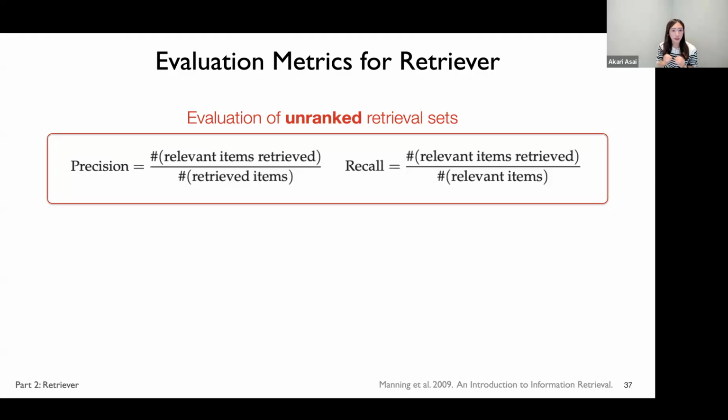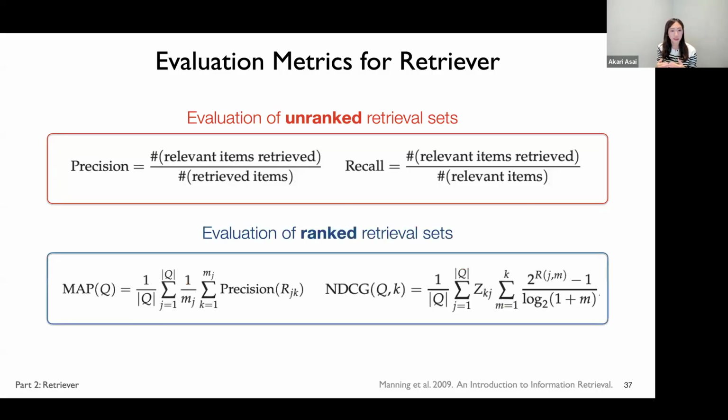One is unranked retrieval metrics, which only consider if positive documents appear in the top K retrieved set, but don't consider any ranking. Another set of metrics considers the ranking of the retrieval set. This is important if we have to present the best result at the top, or we want to make sure the top results are all related.